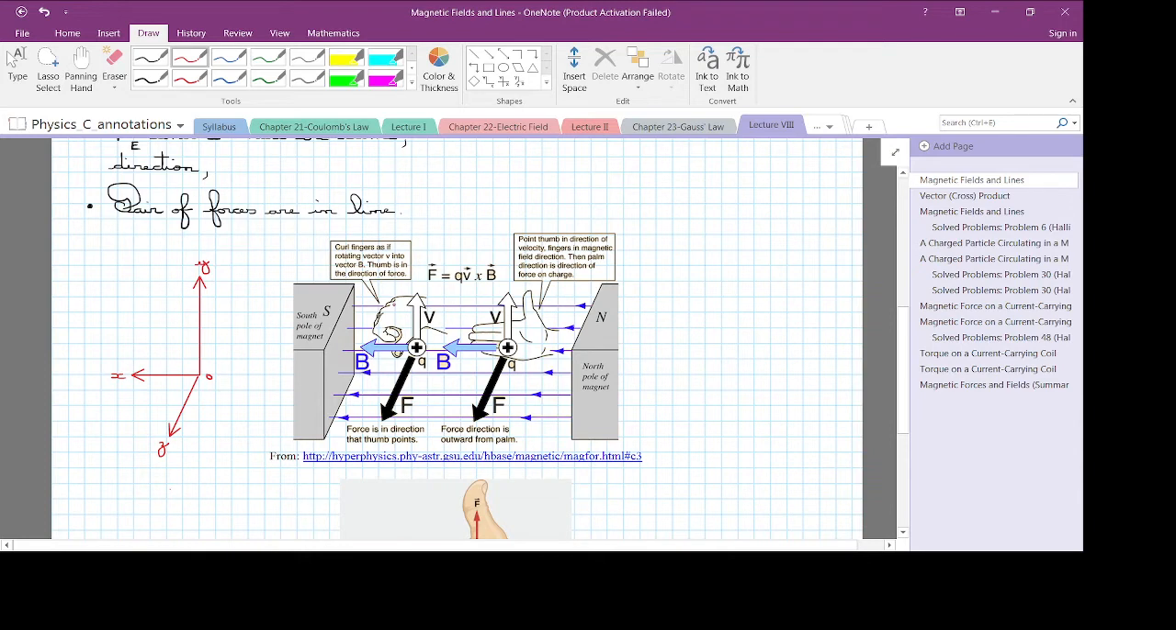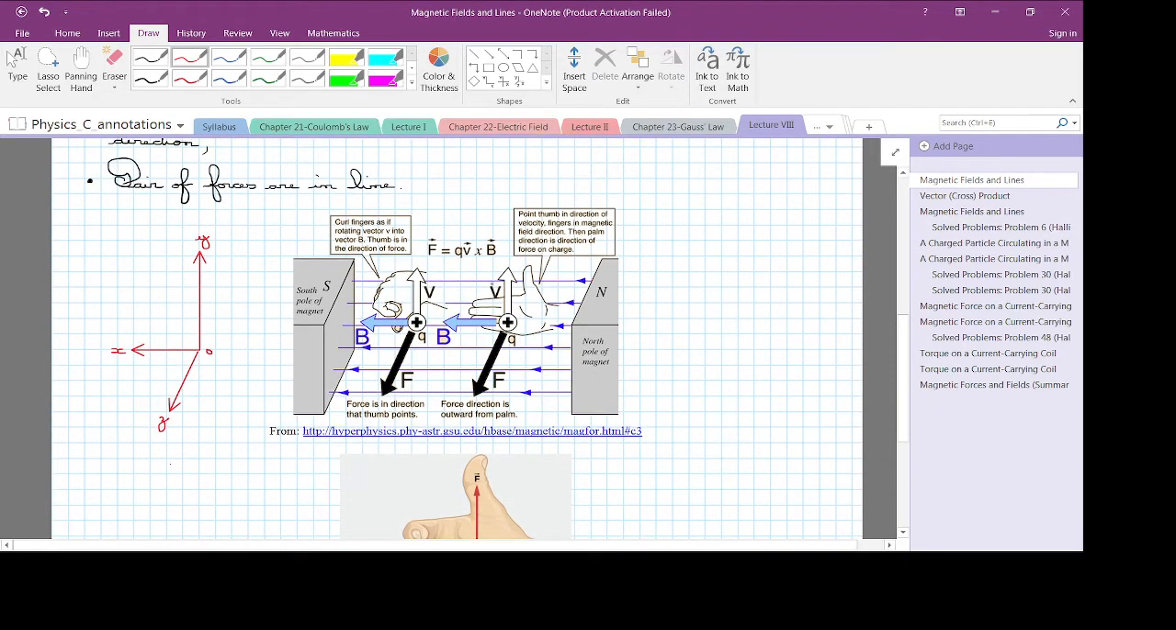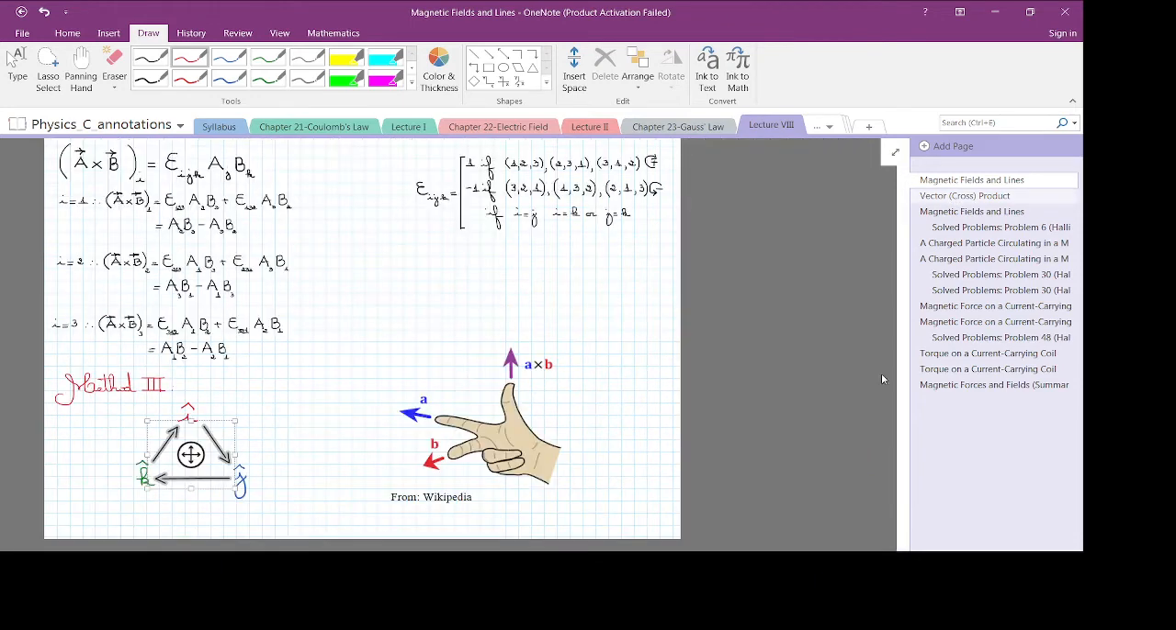All you have to do is align your fingers with the vector v, and then curl your fingers in the direction of the b vector, the magnetic field vector. Your thumb is going to point in the direction of the force generated by these two vectors, which in this case is exactly the same. Another very popular way to do that, I don't know if you remember, is using this one.